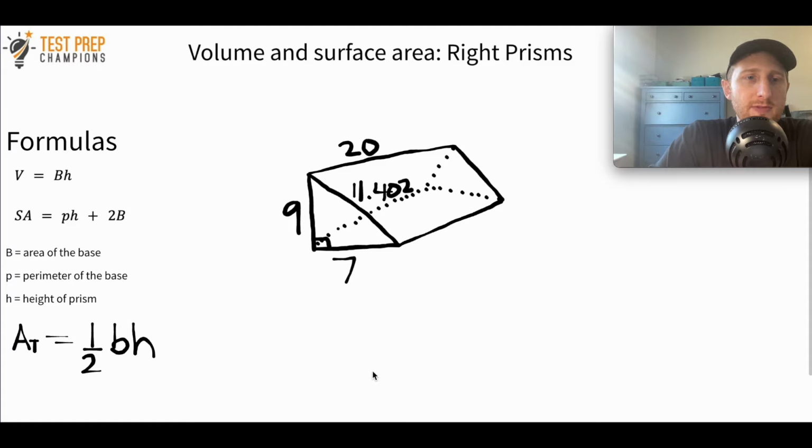And the formulas are on the formula sheet, so that's why I want to just cover this to cover our bases. The formula here is the volume equals the area of the base times the height of the prism. That's for volume. And for surface area, it's the perimeter of the base times the height of the prism plus 2 times the area of the base.